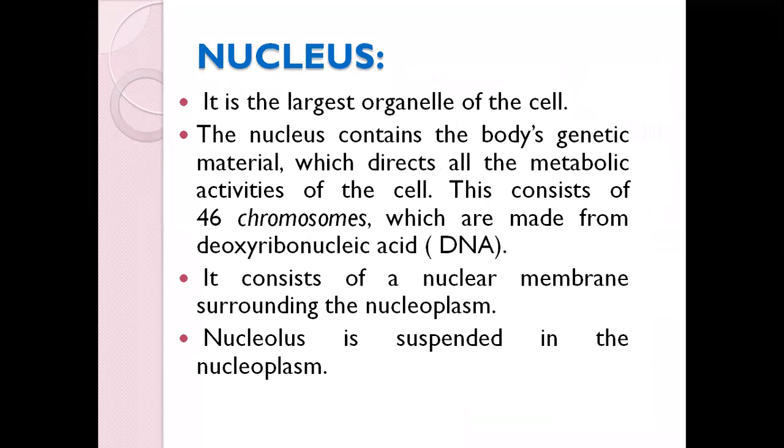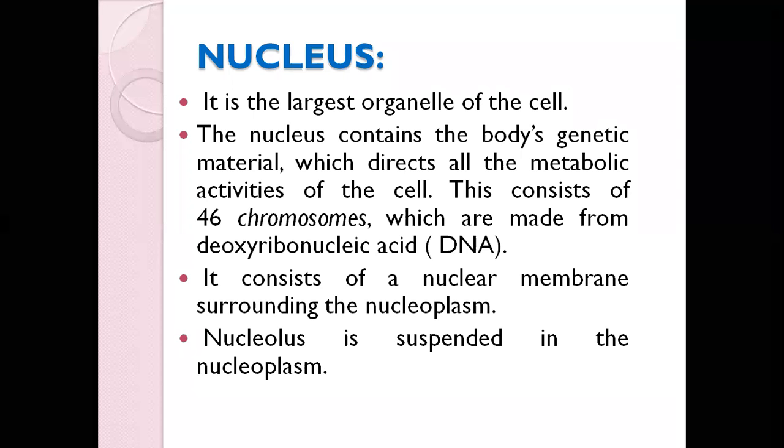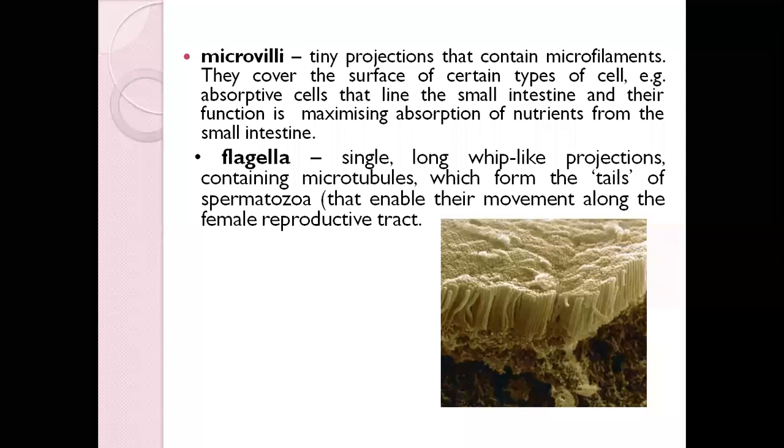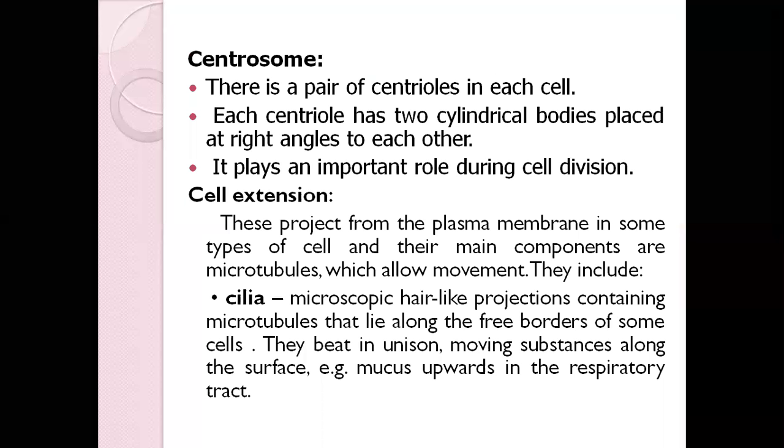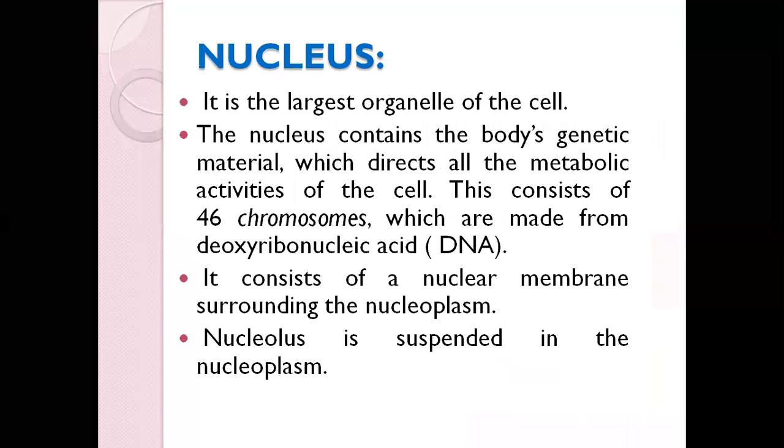Last, if you remember, I have said that in cells we have three parts: the plasma membrane, the cell organelles, and the nucleus. So we'll be seeing the last part of the cell. The nucleus is actually the largest organelle seen in any type of cell. Even from the first diagram I showed you, you can see that the nucleus is the largest among all the organelles present inside the cytoplasm.